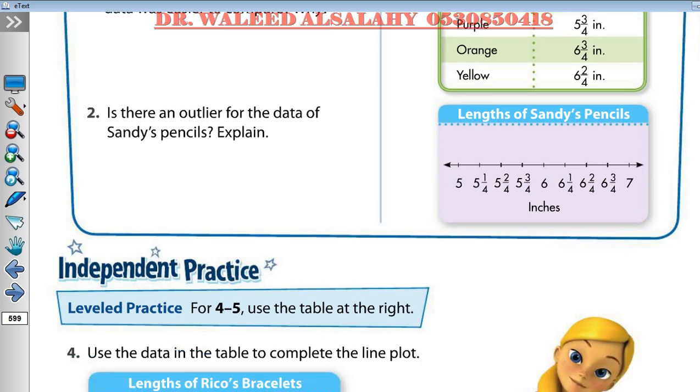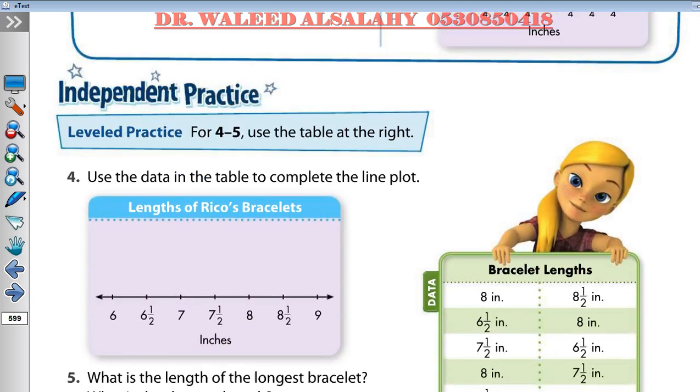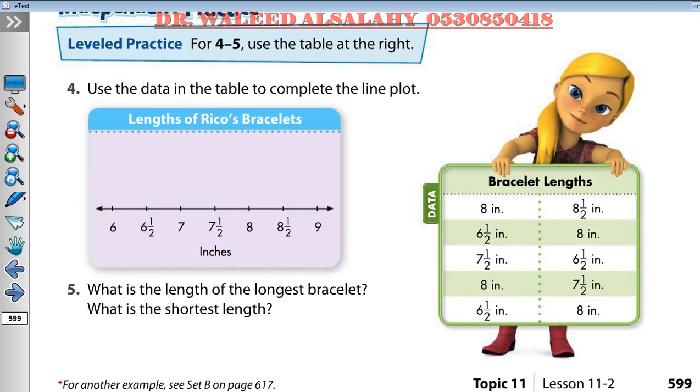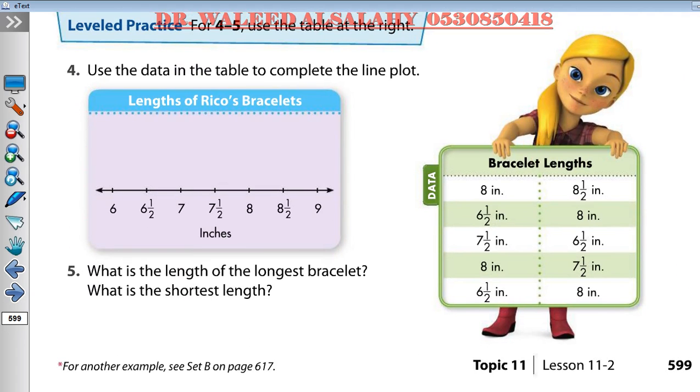Okay? Here the same thing. Number 4 and 5. The same thing. It's not hard. Is there 6 or not in these numbers? There is no 6, so leave the 6. 6 and a half. There is 6 and a half. Yeah, one time. 6 and a half, 2 times. 6 and a half, 3 times. So put 3 dots, please. It's such an easy lesson.